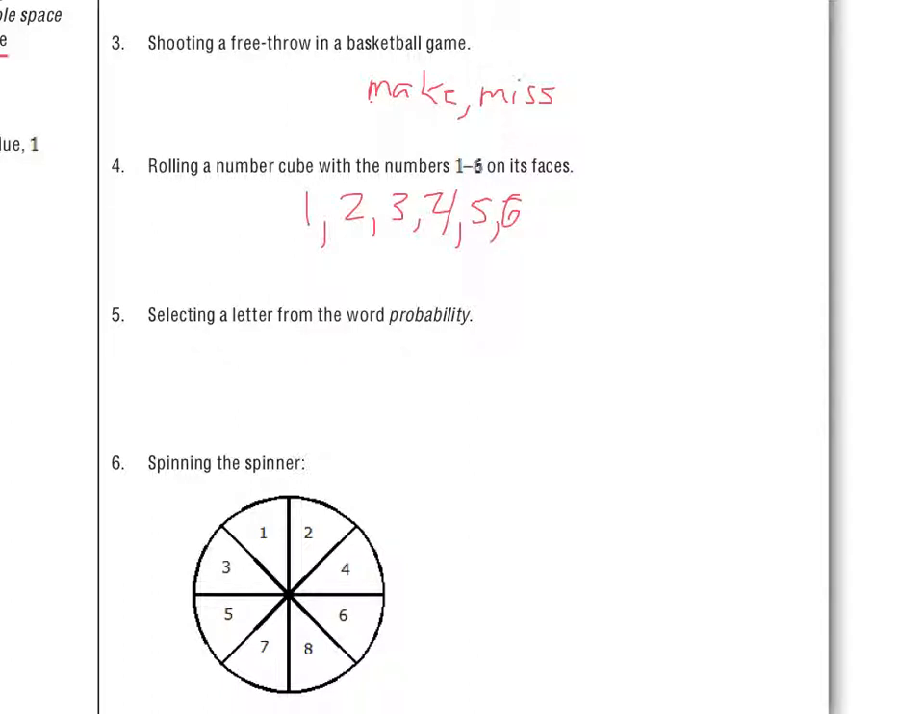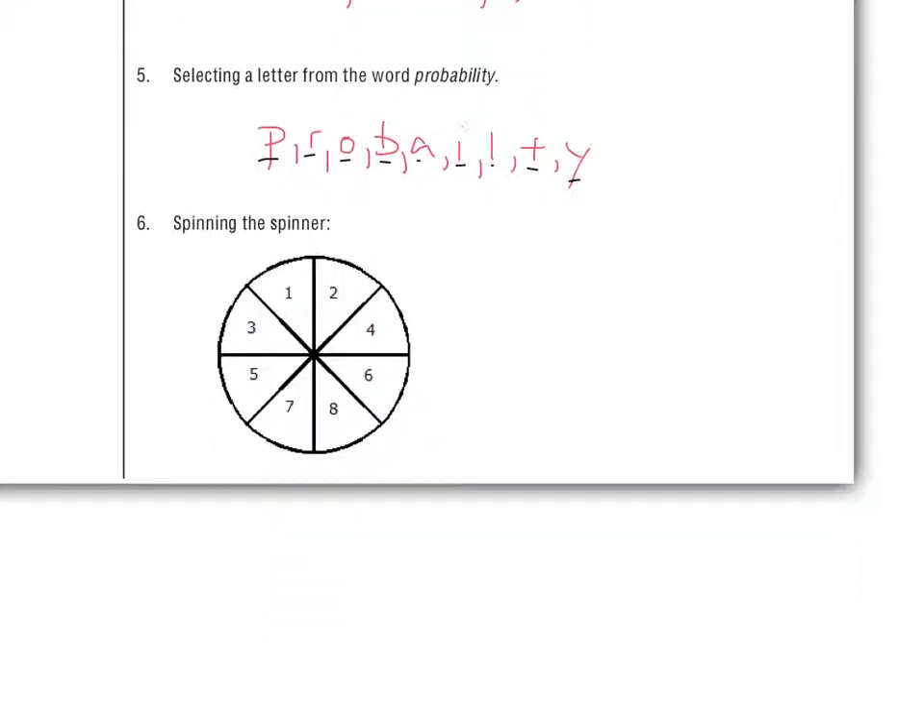Selecting a letter from the word probability. Alright, so I could get a P, an R, an O, a B, an A, and I've already got B in there, so I don't need to add that to my sample space again. And I, and L, I've already got the I, so I don't need to add that again. A T and a Y. So there are 1, 2, 3, 4, 5, 6, 7, 8, 9 pieces of our sample space.